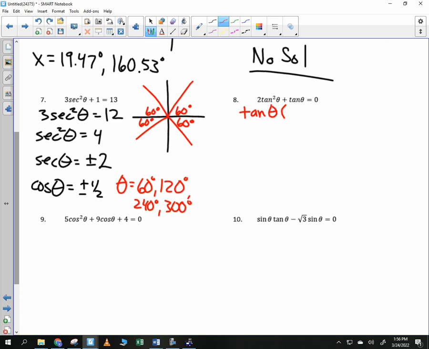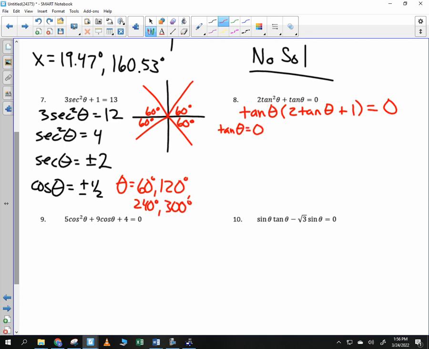Tangent of theta times what's left over? 2 tangent of theta plus 1. Great. So now I'm setting up the zero product property here, and I have 2 equations I'm now solving. The first equation is tangent of theta is equal to 0.